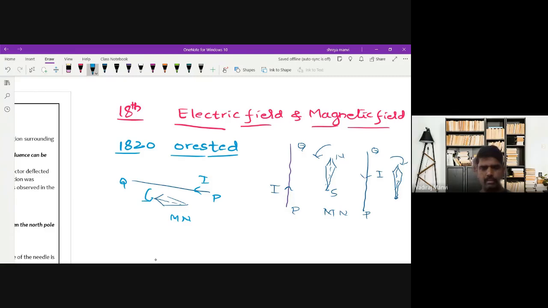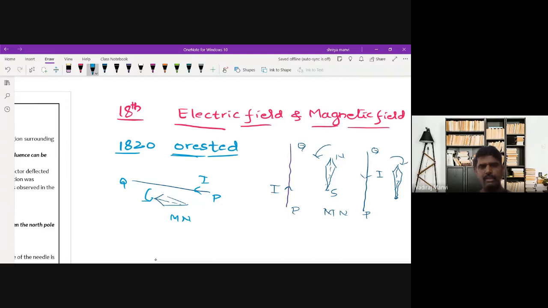Okay. Then he went on increasing the strength of the current. That means first he allowed 1 ampere, then 2 ampere, then 3 ampere, like this. Then he observed that the deflection in the magnetic needle also went on increasing. Then for the first time, Oersted thought that there must be some relation between the flow of current through the conductor and the deflection of this magnetic needle.